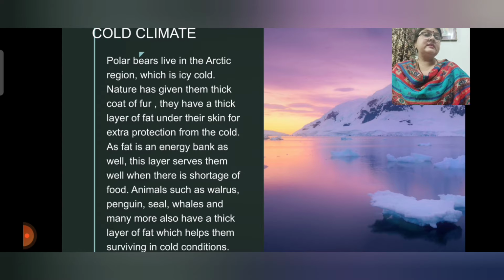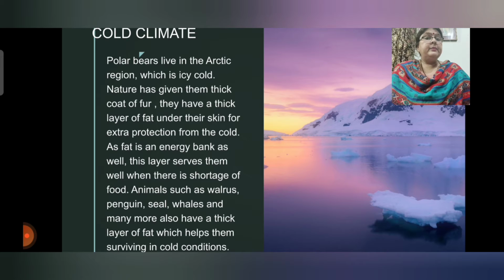Now let's discuss the cold climate. We already discussed the hot climate, the desert. Now we will discuss the cold climate, how animals live and survive there. Like polar bears. Polar bears live in the Arctic region, which is icy cold, which means it is extremely cold. Nature has given them a thick coat of fur. They have a thick layer of fat under their skin for extra protection from the cold. As fat is an energy bank as well, this layer serves them well when there is shortage of food.